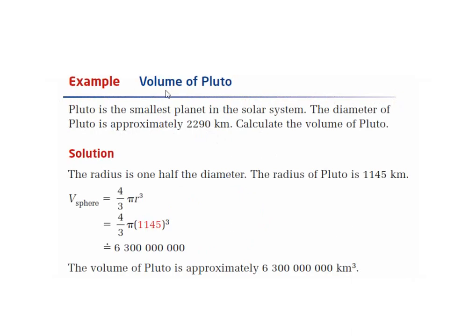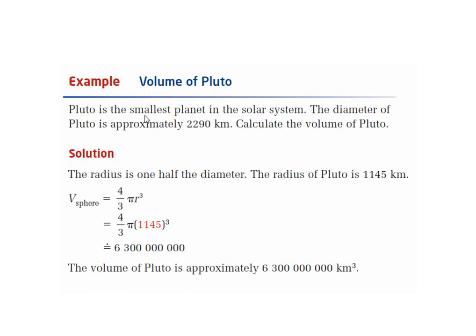So this example is the volume of Pluto. Pluto was the smallest planet in the solar system. Now it is not a planet anymore. It is kicked out of the family of the planets. Now there are only 8 planets in the solar system, right? Previously, half a century ago, there were 9, including Pluto. But now Pluto is a dwarf planet in the solar system.